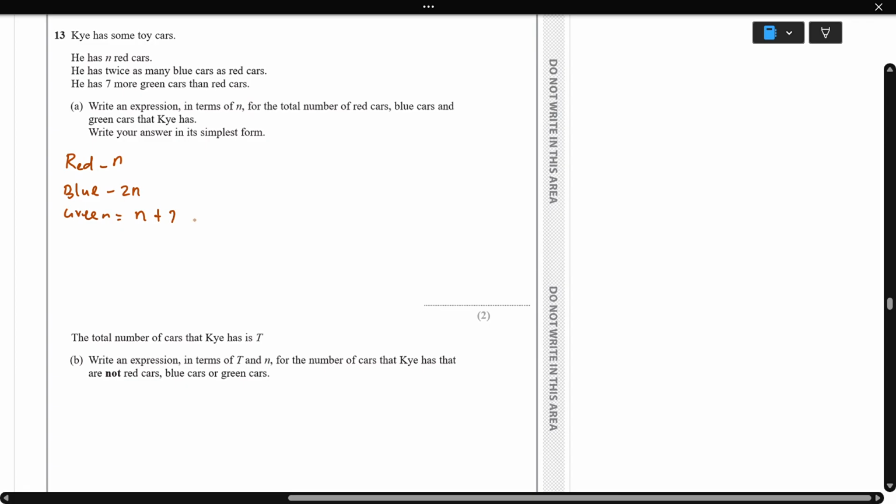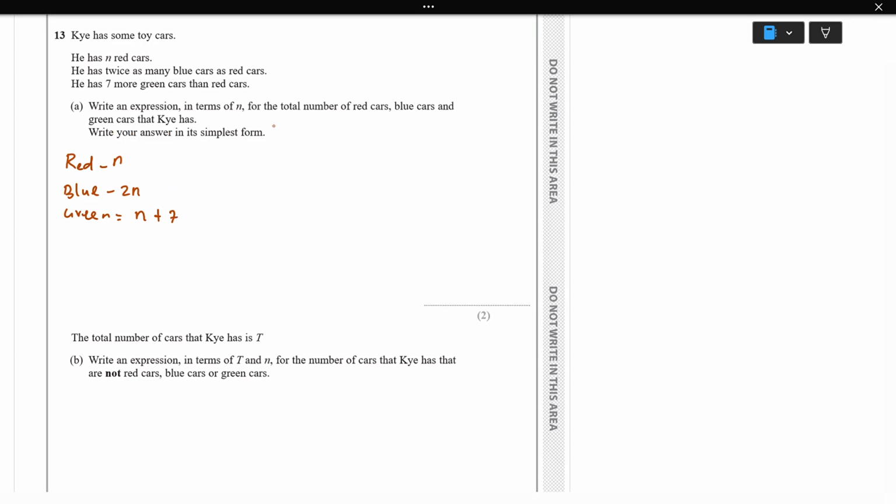So next, our question is, write an expression in terms of n for the total number of red cars, blue cars and green cars Kai has. Okay, so we need to add up all, which is n plus 2n plus n plus 7. So here how many n's? n plus 2n is 3n, plus 1n is 4n, plus 7. So the answer is 4n plus 7.